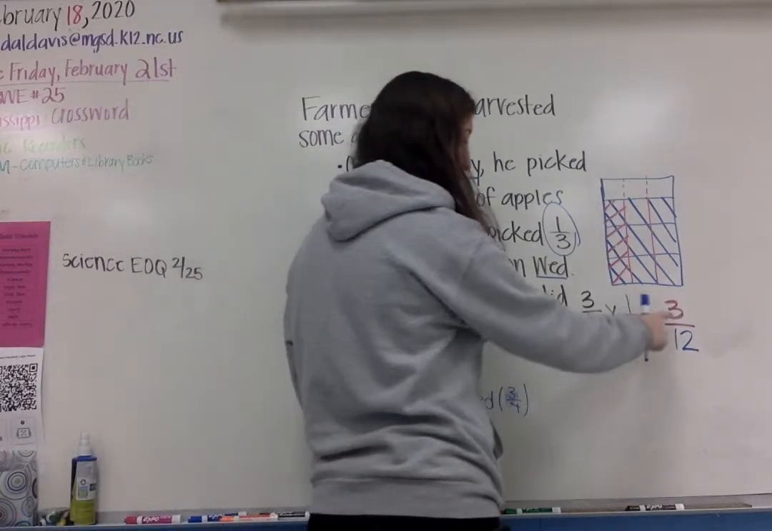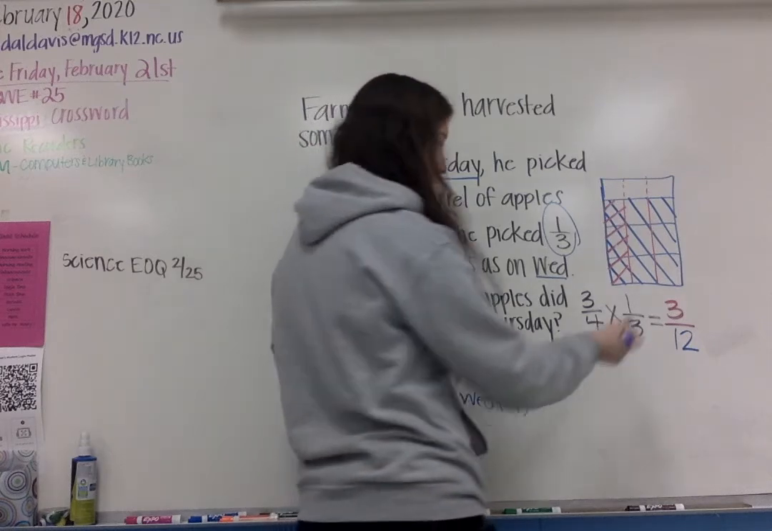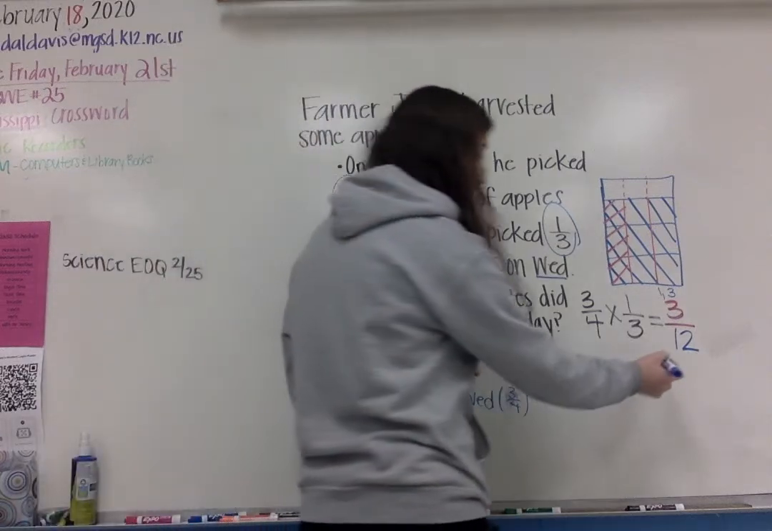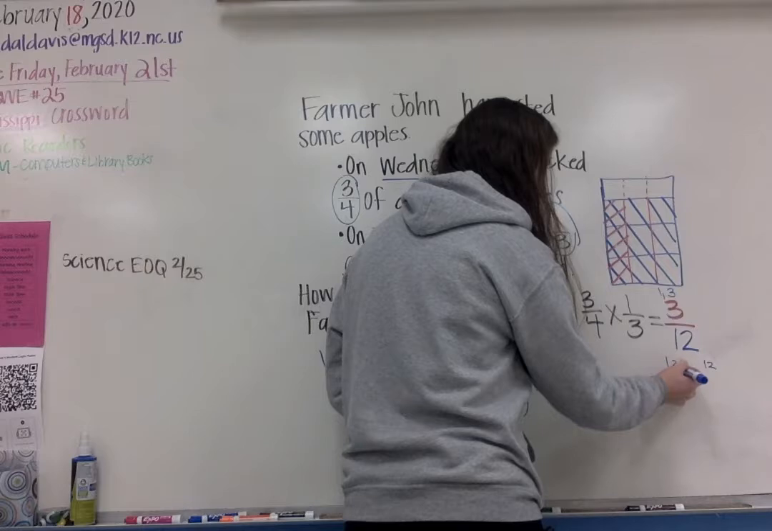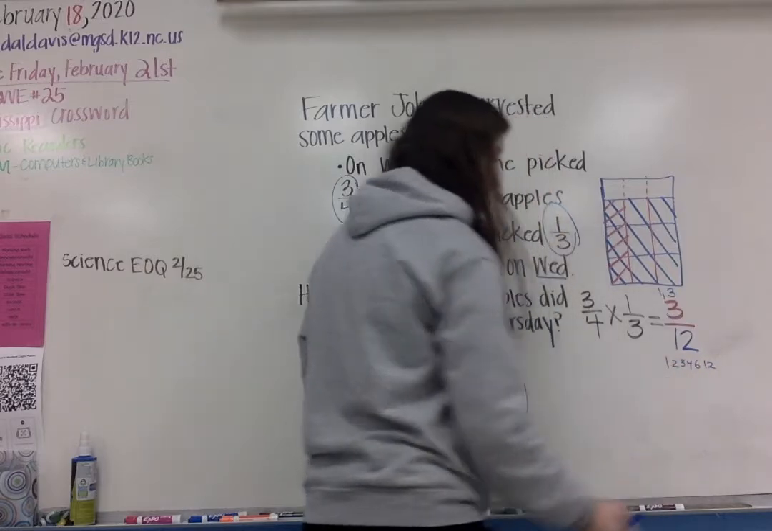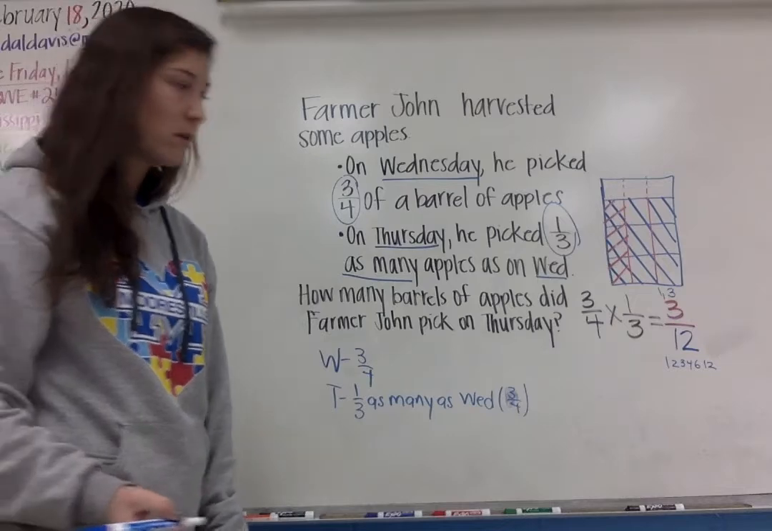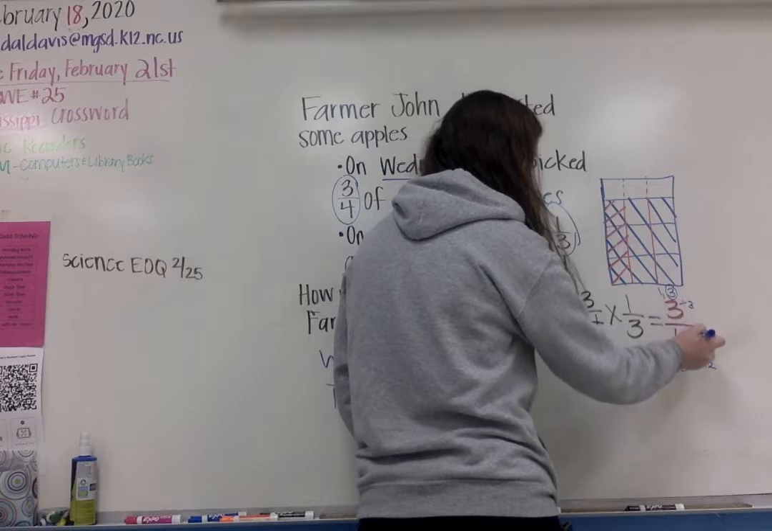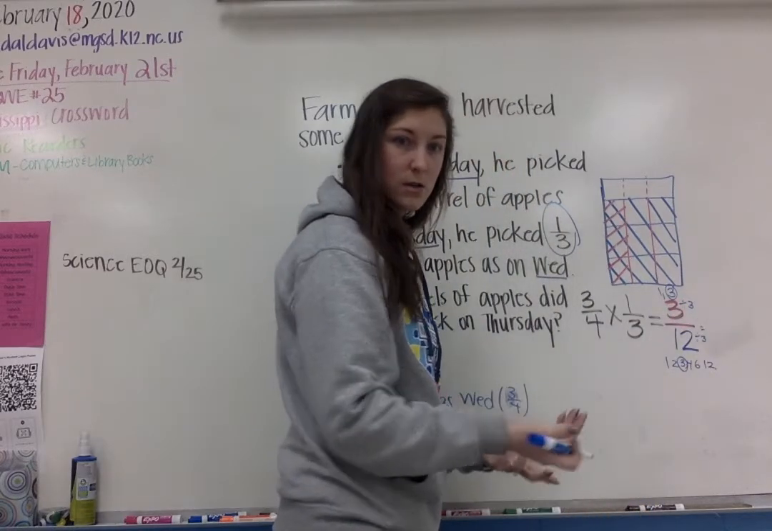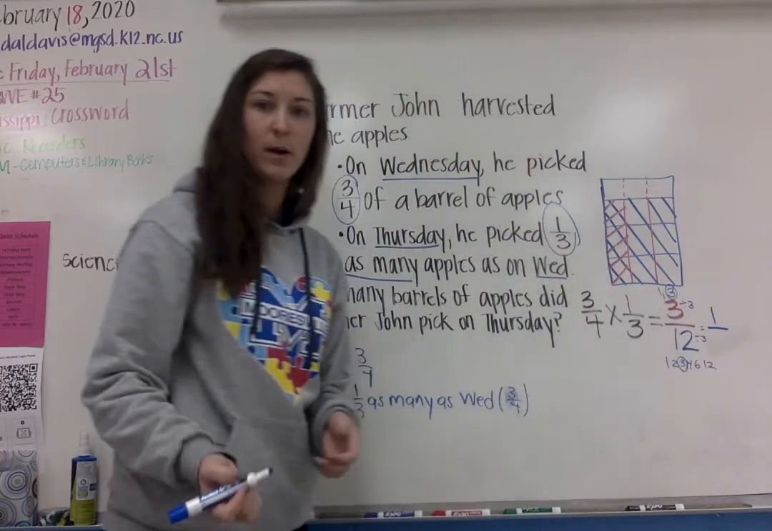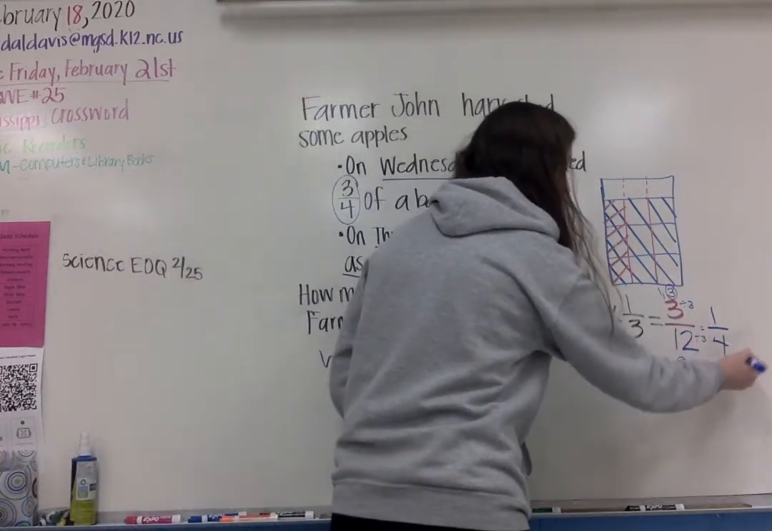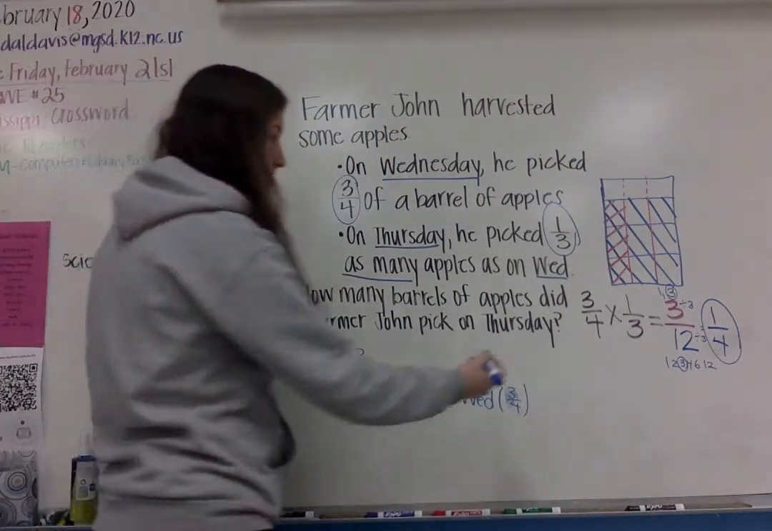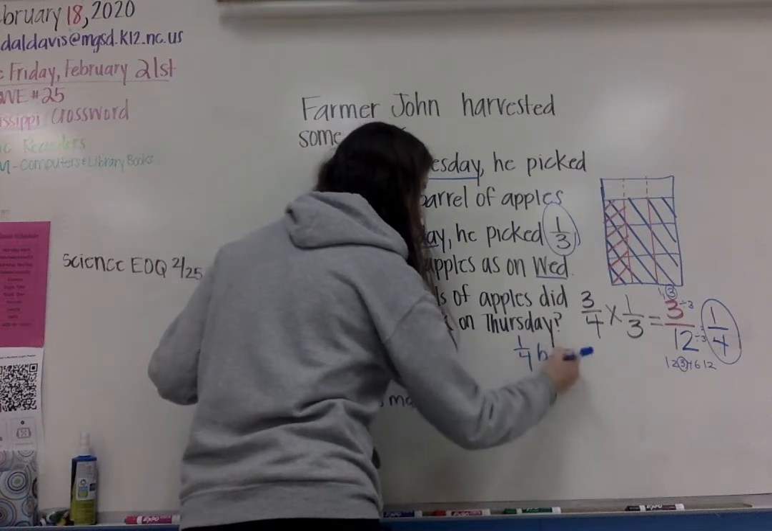So I can take both 3 and 12 and find the common factors that they have. For 3, because it's a prime number, I know that the factors are 1 and 3. For 12, though, I have 1, 12, 2, 6, 3, and 4. So anything that they have in common between those two, they do have 3 in common. That's what I can divide both numbers by. 3 divided by 3 is 1, and 12 divided by 3 is 4. So my final answer there is 1/4. So how many barrels did he pick on Thursday? He picked 1/4 barrels.